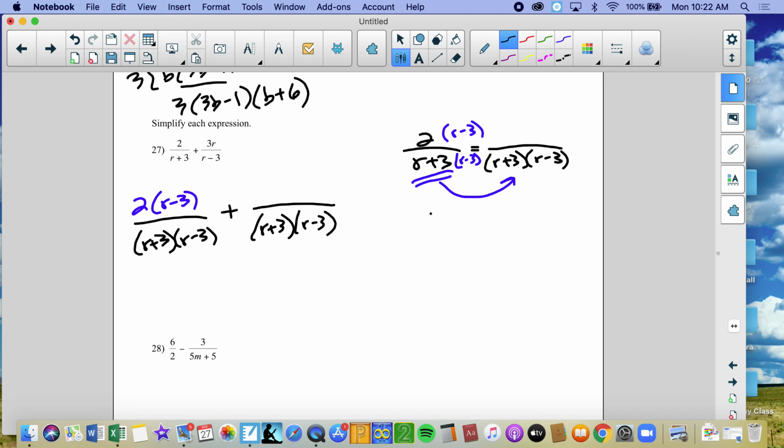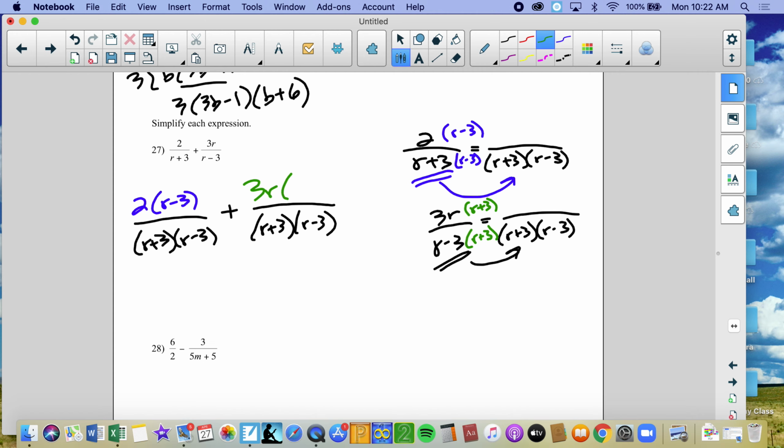We look at the other fraction, 3r over r minus 3. What's this missing? Well, we're going to multiply it by r plus 3. So that new numerator is 3r times the quantity r plus 3. Now we have like denominators. Let's simplify them. That's probably easiest. 2r minus 6 and 3r squared plus 9r.